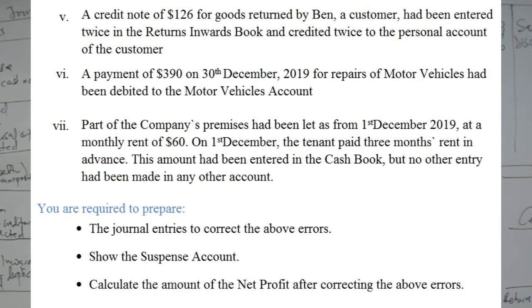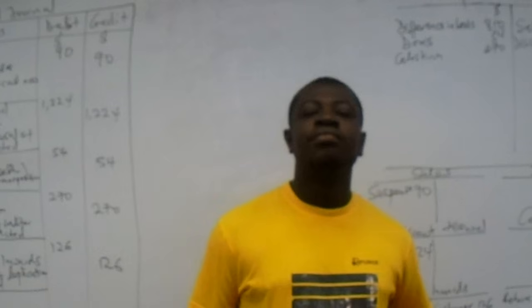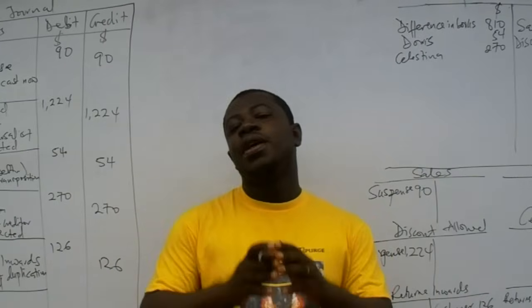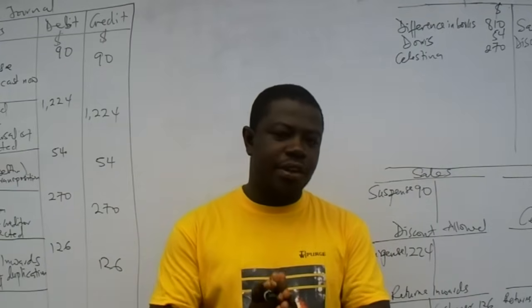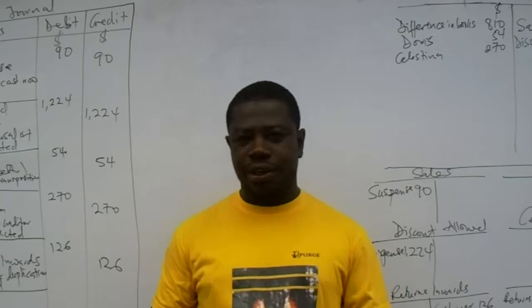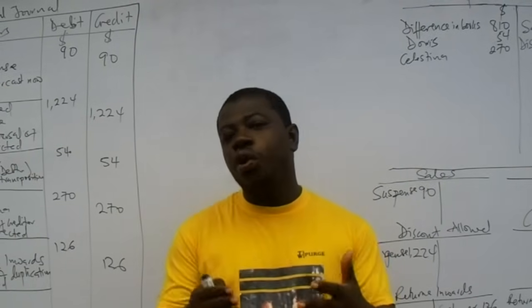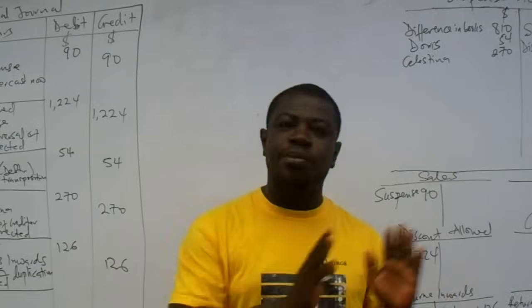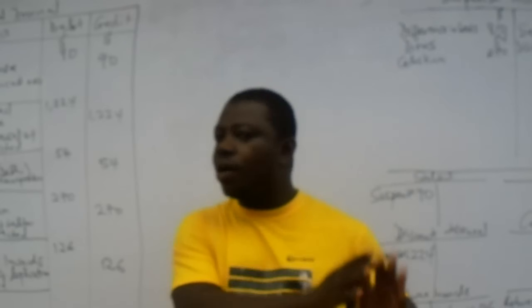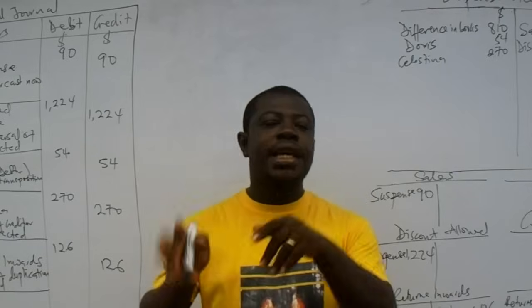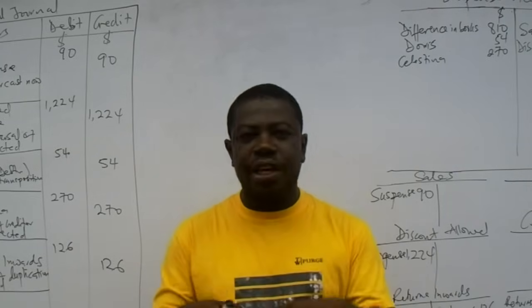VI, a payment of $390 on 30th December 2004 for repairs of motor vehicles had been debited to the motor vehicles account. Alright, so you see, we have paid an amount of money for the repairs of motor vehicles. And we know that it should have been debited to the repairs of motor vehicle account because there is an account like that, an expense account. Instead, we have debited it to the motor vehicle account.